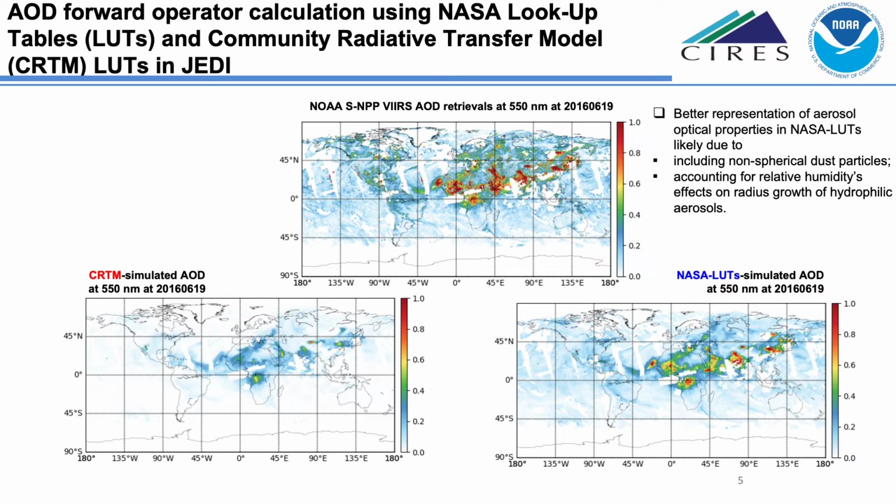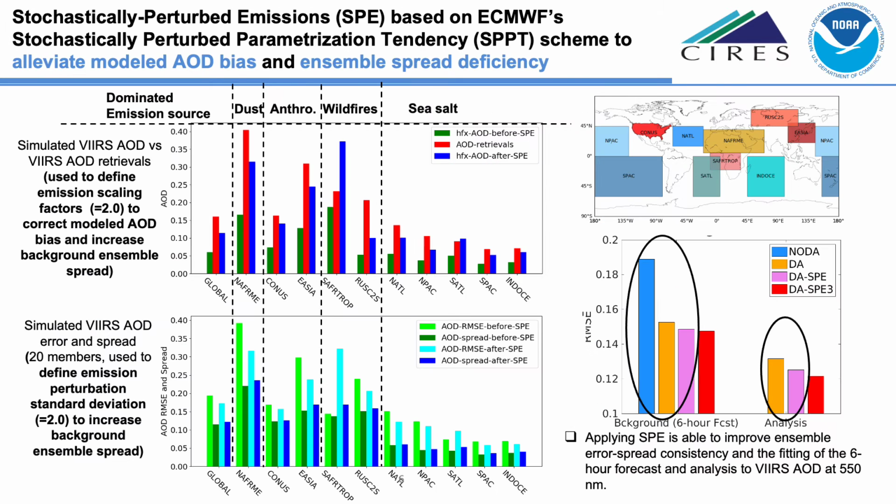lookup tables. It is likely because the NASA lookup tables include the non-spherical dust particles and account for relative humidity's effects on radius growth of hydrophilic aerosols. In our experiment, we are going to use the NASA lookup table to calculate the AOD forward operator. Our initial examination shows that our current system has very low ensemble spread, which will affect the performance of the system. So here we developed the stochastic perturbed emissions based on ECMWF's SPPT scheme.